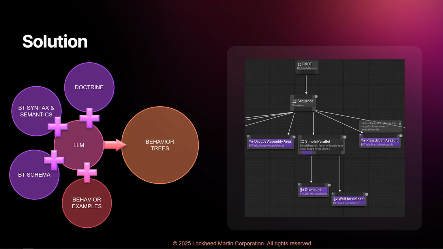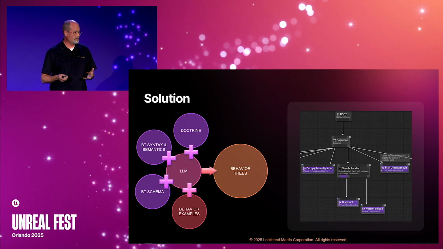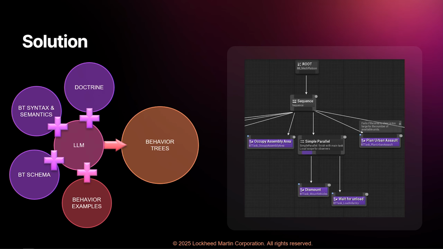So what's the solution that we're looking at here? We start with taking military doctrine and using it to fine-tune an LLM, and then add additional context like behavior tree syntax and semantics, the behavior tree schema, and by that I mean the specific implemented nodes, conditions, decorators, or whatever form, whatever implementation you have, as well as a data set of behaviors that also can help to fine-tune the LLM. Obviously, the generation is behavior trees, but it's more than just generating them one time. We need to maintain them, we need to adjust them, and we need to make changes.